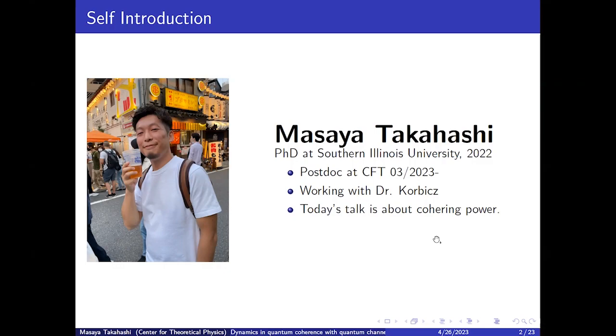Okay, let me introduce myself briefly. My name is Masaya Takahashi. I got my PhD at Southern Illinois University in 2022, and I started a postdoc here last March. I'm working with Dr. Volvis, Yarek. We are now working on quantum objectivity, but today's talk is about coherence, coherent power, which is also my PhD study.